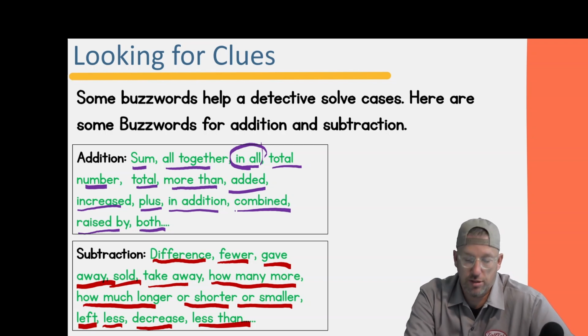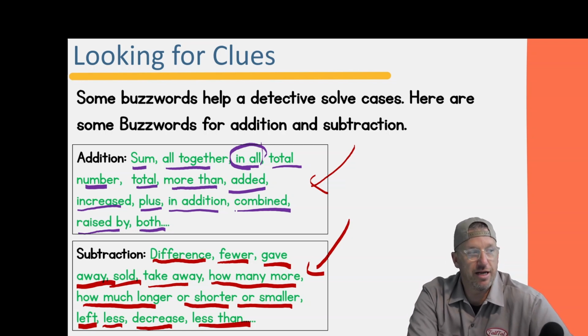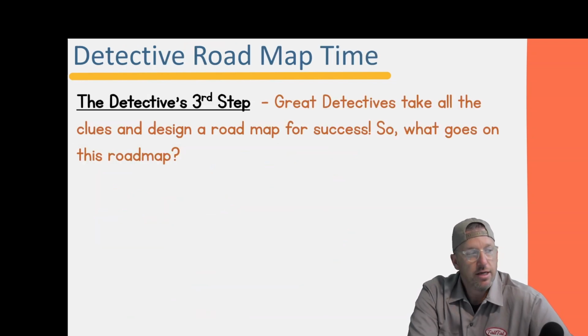So in your notes, you should be underlining those, or you should be thinking about how do I figure out when I'm doing a word problem, how I could use this understanding of buzzwords to help me solve the case. Okay, so the third step, great detectives take all the clues and design a roadmap for success. So this is all about drawing a plan. The roadmap is a plan.